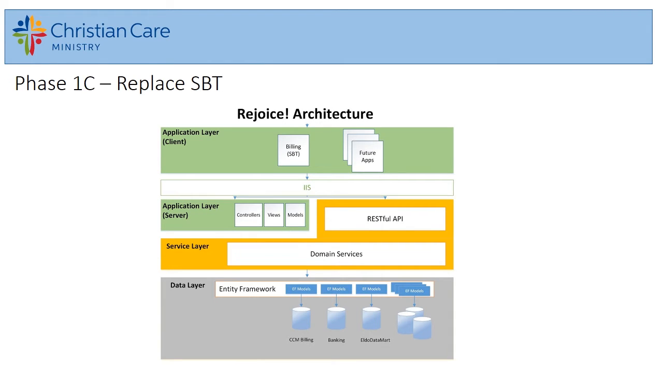Phase 1C is to replace SBT with a web-based platform. We've had a couple other presentations that describe what the Rejoice architecture is going to look like. A couple of the key factors is there's a service layer that isolates the user interface from the database. What this allows us to do is, after the application has been written, we can remodel the database, make some changes in the service layer, and make very few changes, if any, to the application layer. This will allow us to do the conversion of the database much quicker.